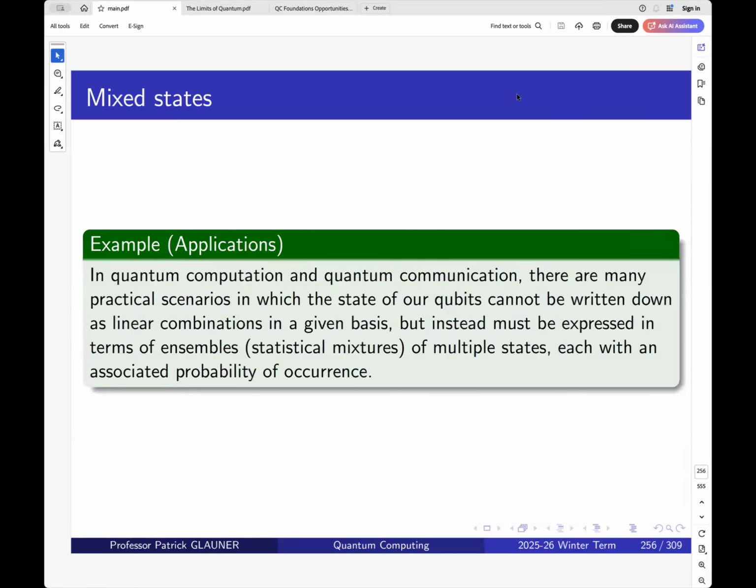Now, there are applications for mixed states. For example, in quantum communication, there are some practical scenarios in which the state of your qubits cannot be written down as a linear combination in a given basis, but you must express this in terms of ensembles of multiple states.